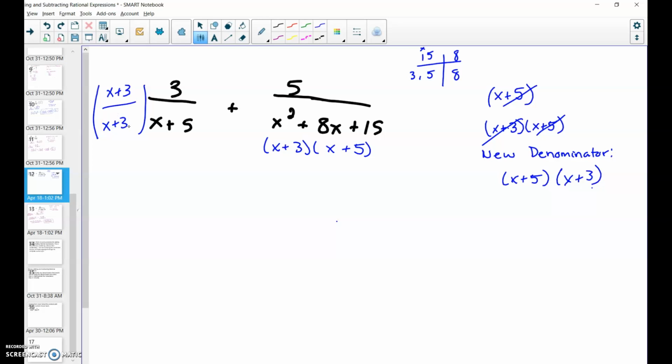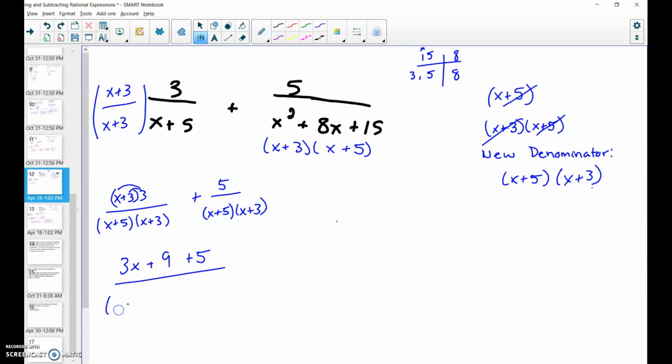So let's go ahead and simplify. I have x plus 3 times 3 over x plus 3 times x plus 5 plus 5 over x plus 5 times x plus 3. All right, I'm going to combine these now, add those together. When I add them, I'm going to actually distribute that 3 as well. So I get a 3x plus 9 plus 5 over x plus 5 times x plus 3.